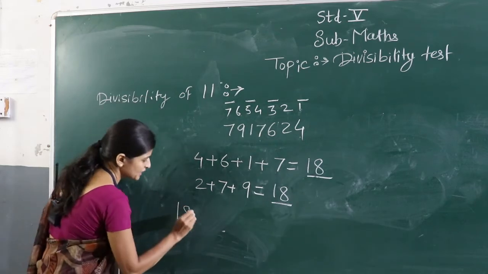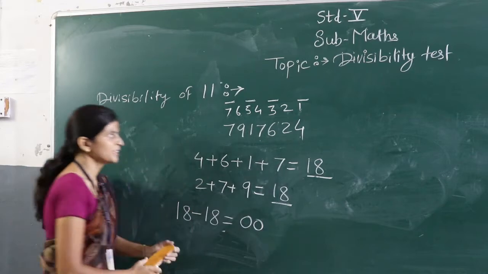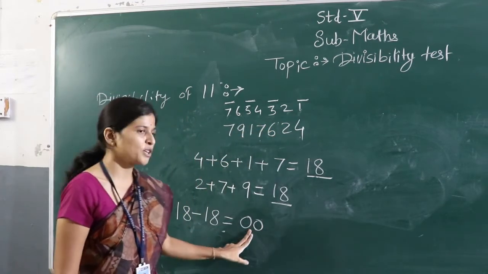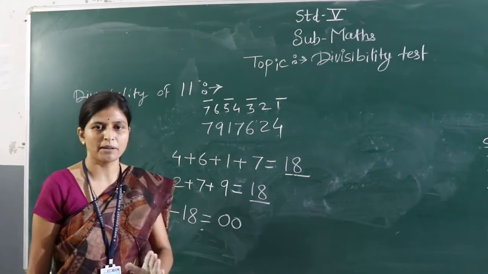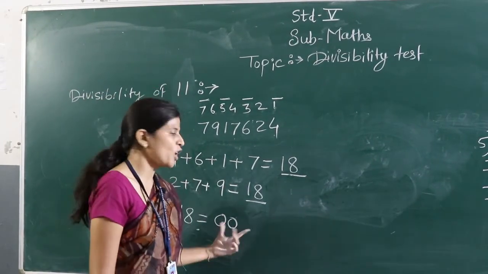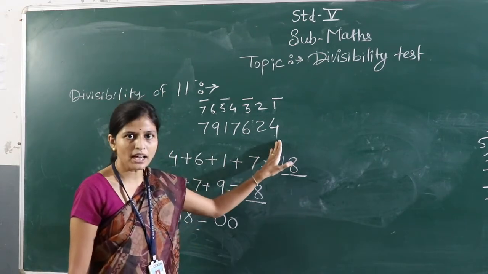We subtract these. If the answer comes 0, that means the whole number is divisible by 11. If the answer comes 0, 11 or 11's table, 11, 22, 33, 44, then the whole number is divisible by 11.